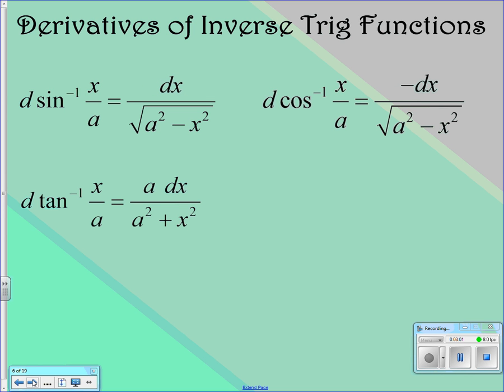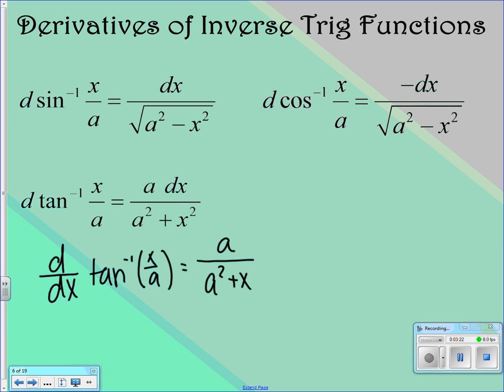Next, we have tangent inverse. The derivative for tangent inverse of x over a is a dx over a squared plus x squared. Now again, they may write it like this sometimes, where you just have a over a squared plus x squared. So you need to be familiar with both forms, where it has an a in the numerator and where it has an a dx in the numerator. It's just whether it's found in the differential or the derivative. That's the only difference there.